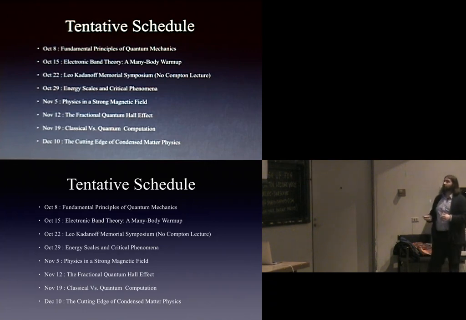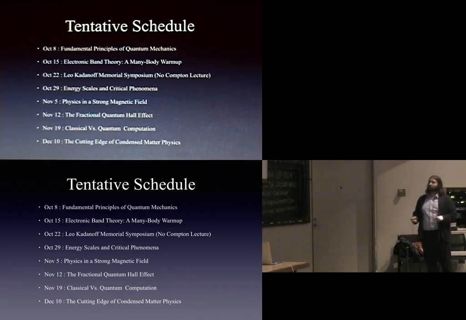So the week after that is the Leo Kadanoff Memorial Symposium, so there won't be one of these talks, unfortunately, but there is the Memorial Symposium. The week after that, this lecture is going to be describing a lot of stuff that Leo worked on and was famous for, having to do with critical phenomena, renormalization, and things like that.